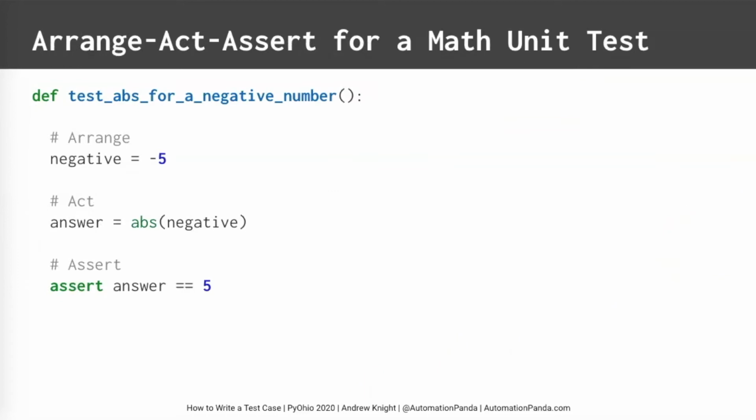Here's a basic unit test for Python's absolute value function. This test may seem trivial, but we can use it to illustrate our pattern. The arrange step creates a variable named negative for testing. The act step calls the abs function using the negative variable and stores the return value in a variable named answer. The assert step verifies that answer is a positive value. I like to write comments denoting each phase of the test case as well.